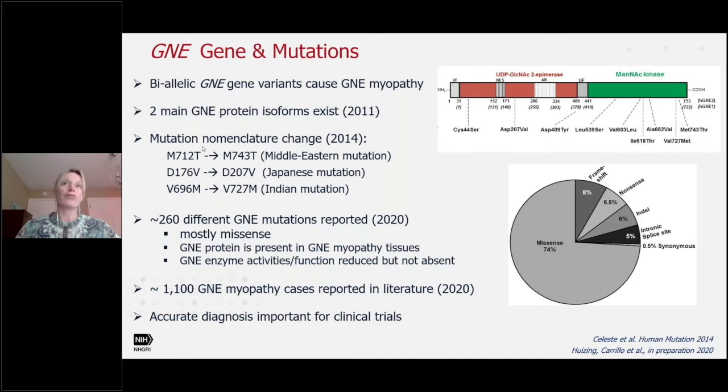However, new people in the field, new geneticists, may sometimes mention that the mutations were not correct. So this means for the more common mutations in GNE myopathy, like the Middle Eastern mutation, was previously called M712T, and that is what some patients may have in their mutation report. It is now M743T. The common Japanese mutation changed, and the common Indian mutation changed from V696M to V727M.